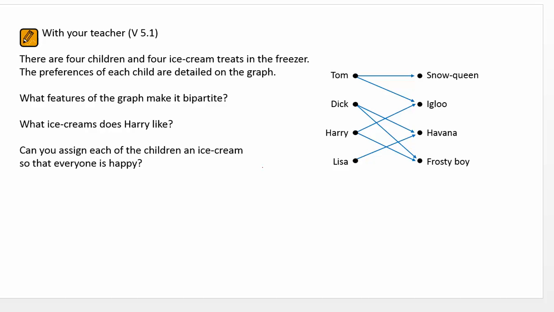Now, in this problem, it is a bipartite graph because clearly we've got no members of the first set connected with each other, but connected or related to elements of the second set. So that makes it a bipartite graph. So two sets with none in the same set connected.